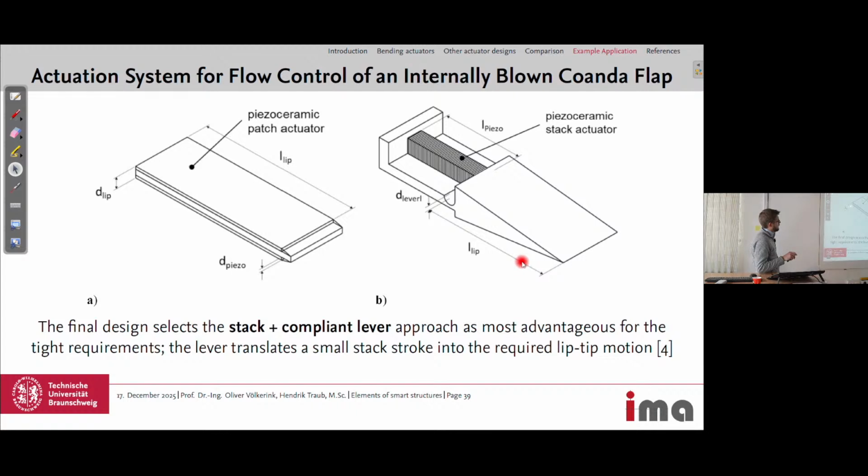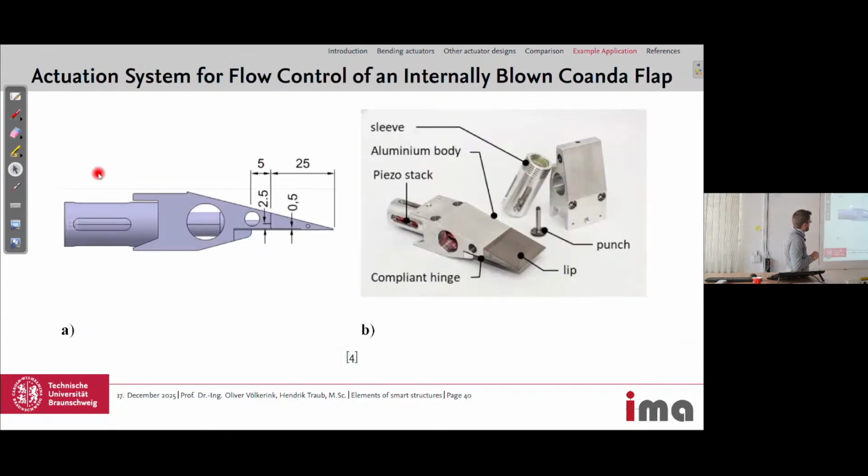And they decided to use this approach. It looked like this, the real design of this lip actuation. So you have the lip here. You have a sleeve with a piezo stack inside, which is then screwed in here. So here's the piezo stack pushing against the lip with a compliant hinge, and then the lip would move up and downwards.